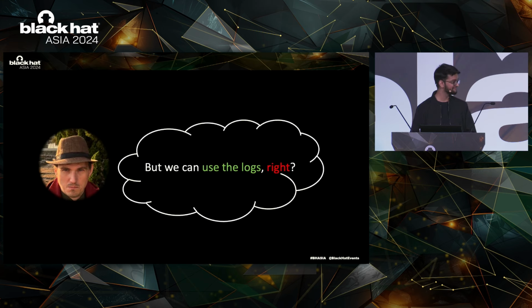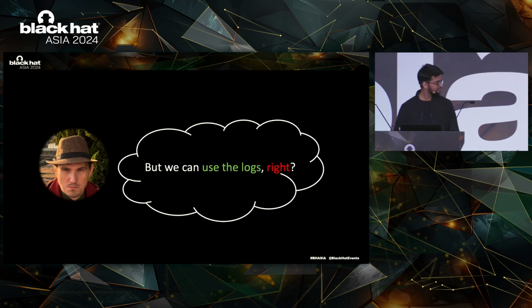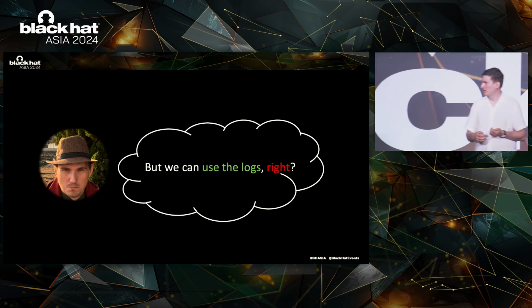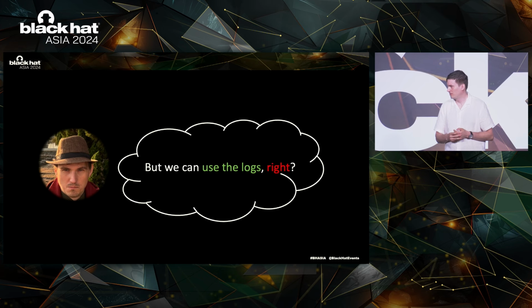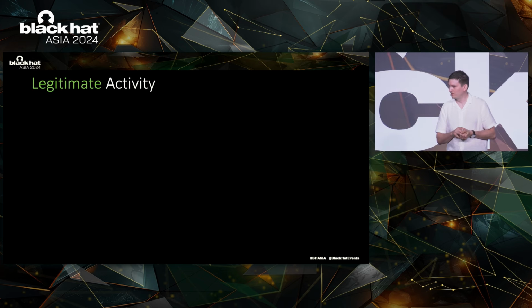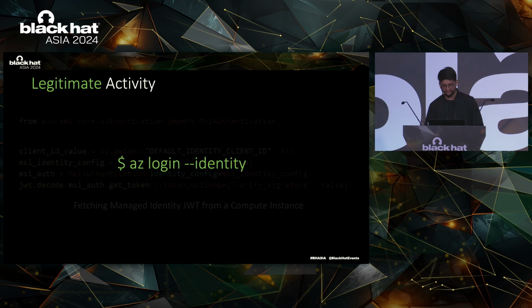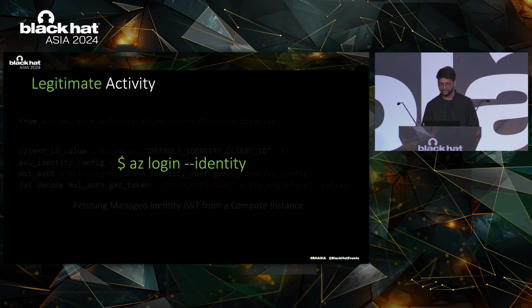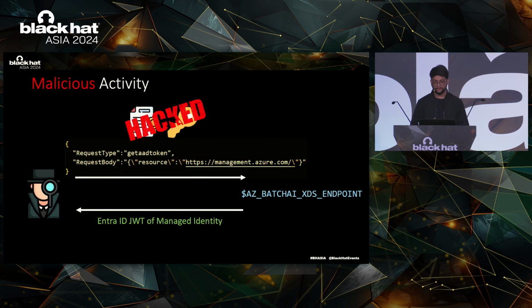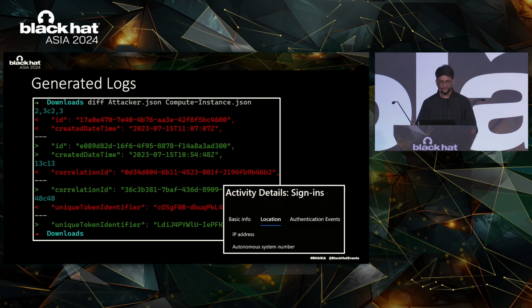Wow. But we can use the logs, right? We can see the activity that something happened. OK, you leverage the logs. Let's find out. Well, let's do some legitimate activity. This is using the Azure ML SDK, or you could just run az login --identity from the compute instance. And using the certificate and the key pair from the same compute instance, outside the compute instance, let's say this is already compromised, we run this request, and we get these logs.